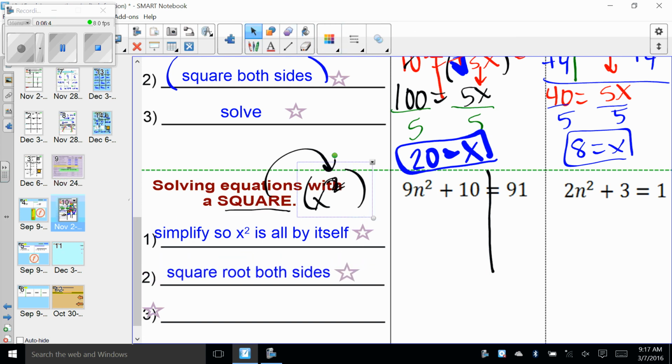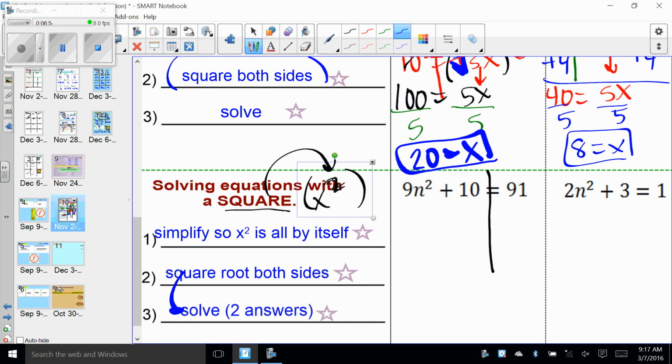Then we have to square root both sides. That's new. Take the square root to get rid of the power of 2. And then the last step, of course, you're going to solve, but you're going to get 2 answers because anytime you take a square root, it gives you 2 answers. So those are our steps for that. As we start to solve, then the hand method's going to kick in here. So we're going to take our hand, cover the variable and anything attached.